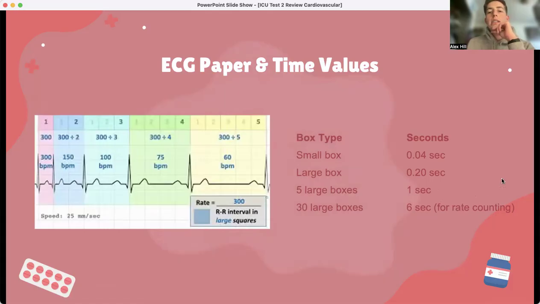Okay. So hopefully you know all this: what the small box represents, what the large box represents, and just how to count. She has her 300 way. If that works for you, do it. You can count the QRS complexes in that amount of time.